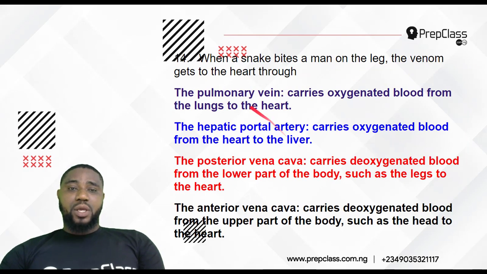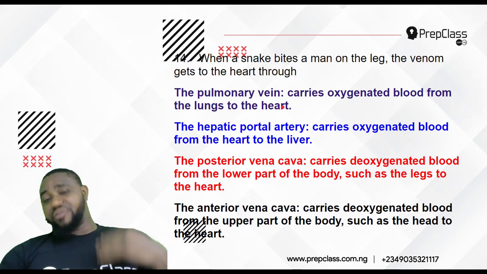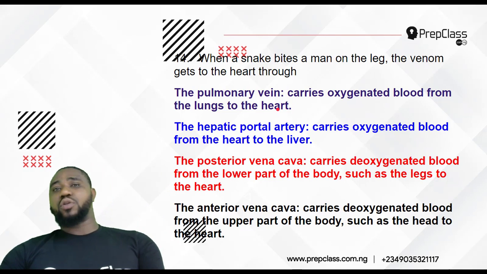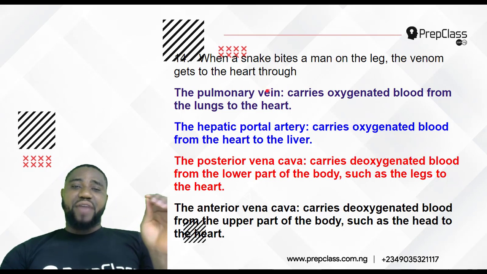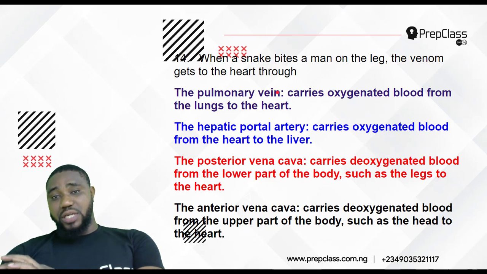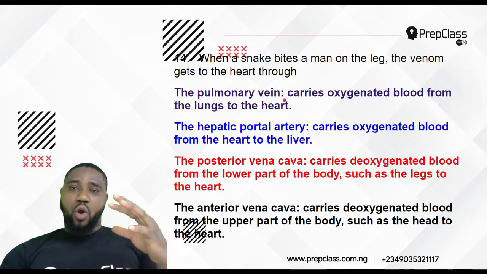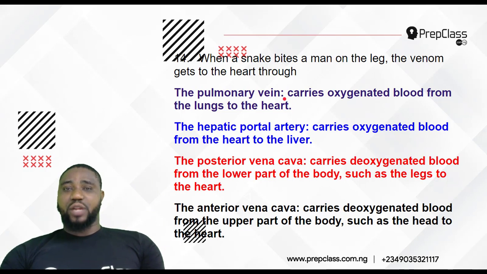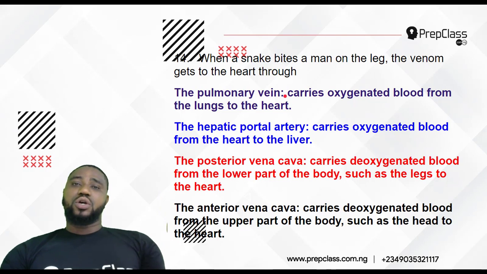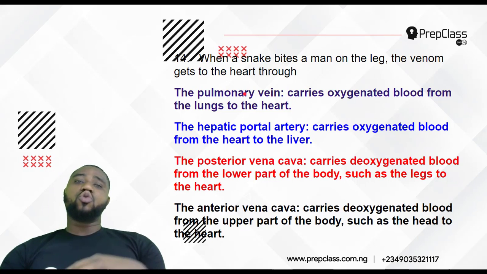The pulmonary vein carries oxygenated blood from the lungs to the heart. So an artery takes blood away from the heart, while a vein carries blood back to the heart. So the vein that is connected between the lungs and the heart is called the pulmonary vein. It carries blood from the lungs. By that time, that blood has been oxygenated. Oxygen has been added into the blood. So that oxygenated blood is carried from the lungs to the heart through the pulmonary vein.